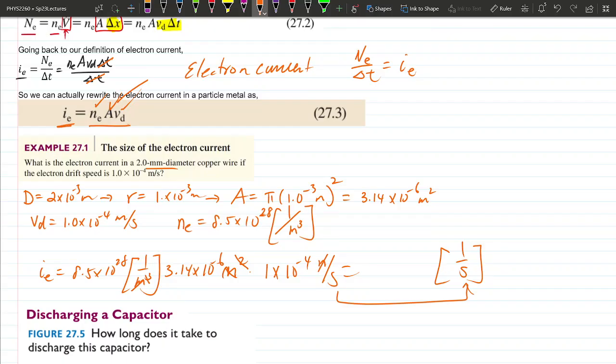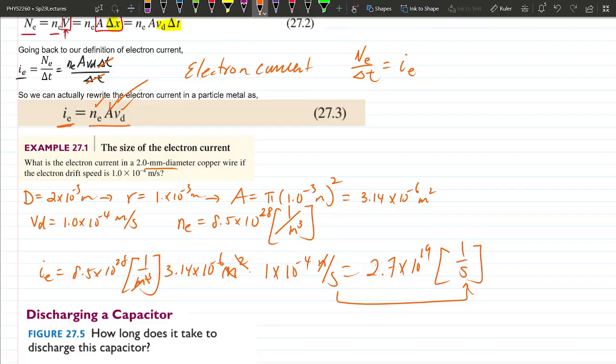So that's nice. So let's multiply all these big numbers and tiny numbers together: 8.5 times 10 to the 28 times 3.14 times 10 to the negative 6 times 1 times 10 to the negative 4. So the number of electrons traveling through this is 2.7 times 10 to the 19 electrons per second. Electrons are little tiny things, so therefore, a lot of them are going to be moving around.